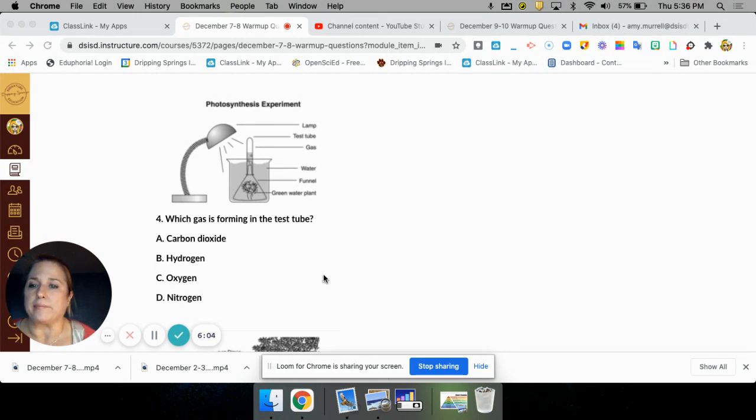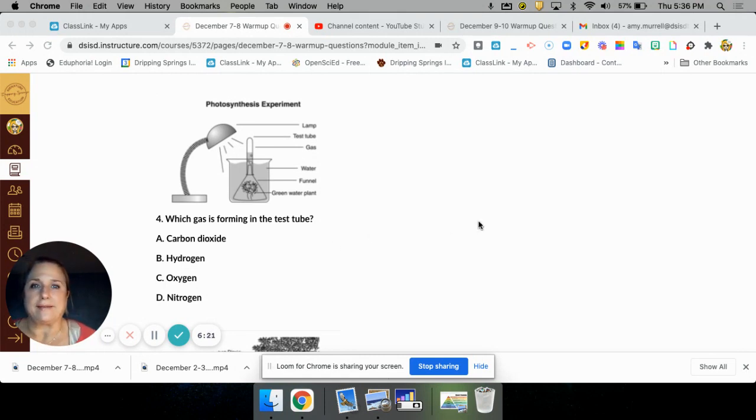So if you couldn't remember that part, you could look up photosynthesis and just think about the reactants and products. And oxygen is the only gas on the product side. So it has to be oxygen forming in the test tube.